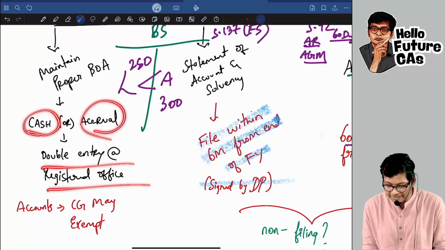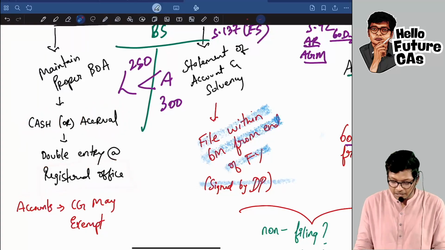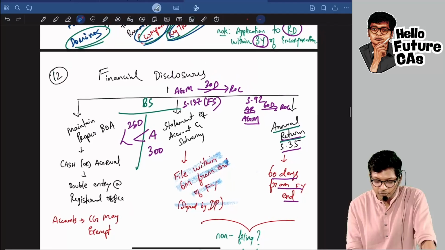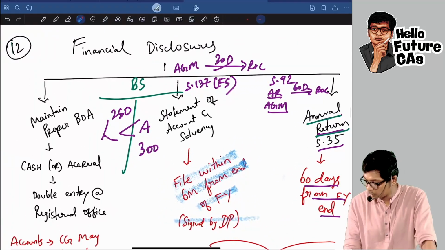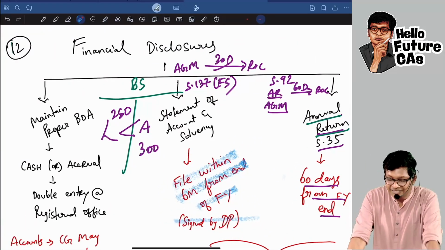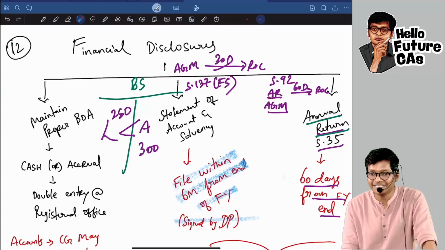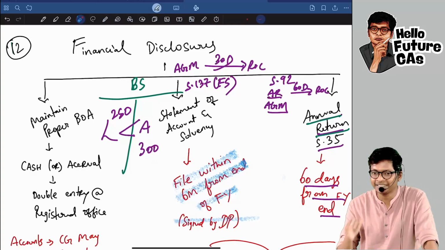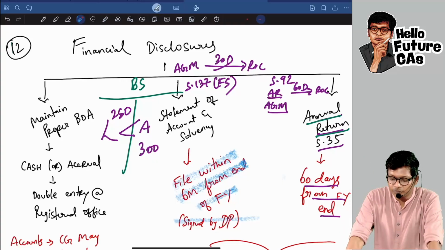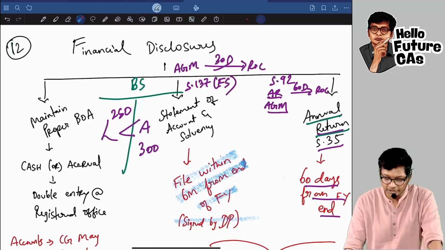Of course, double entry. It should be kept where, guys? Registered office. Are you following, guys? So this is concept number 12, which talks about provisions related to financial disclosures. Are you following, guys? Provisions related to financial disclosures. Are you understanding? Clear? All of you with me, guys? Okay.